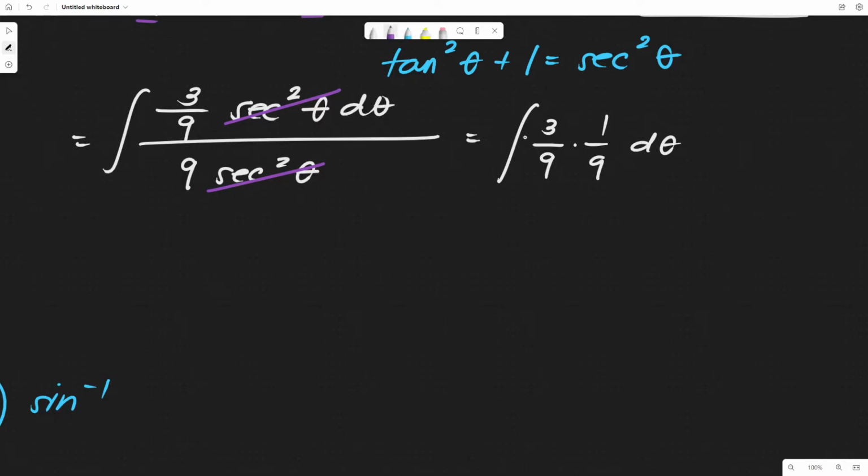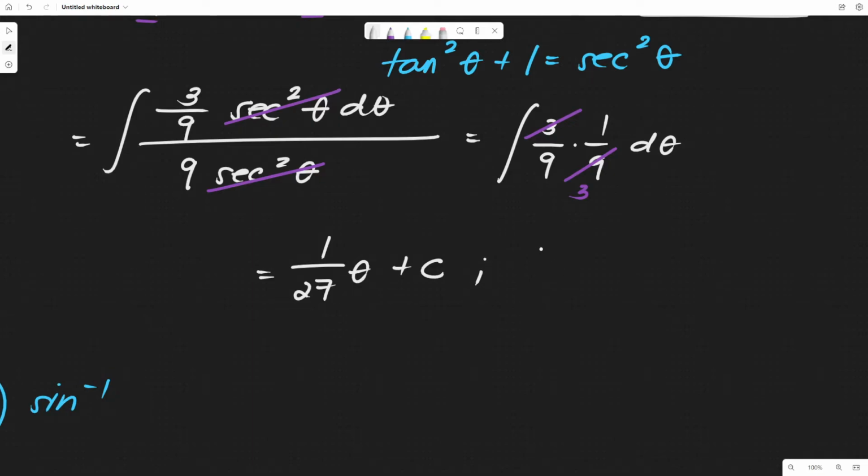Pwede itong ma-cancel, no? Ayan. So this is 3. May iwan yung 3 sa baba. So therefore 9 times 3 is 1 over 27. Diba? So we have 1 over 27 theta plus c, kasi the integral of d theta is theta. However, alam natin what's the value of theta.